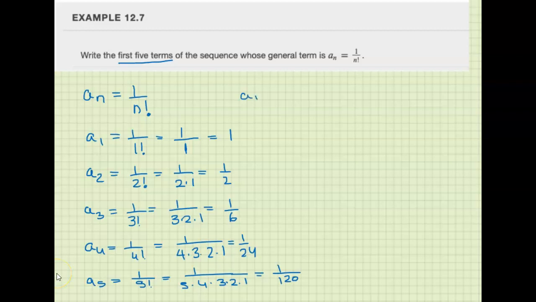So our sequence, if we list the first 5 terms, is 1, and 1/2, and 1/6, and 1/24, and 1 over 120, and this pattern continues. Dot, dot, dot.